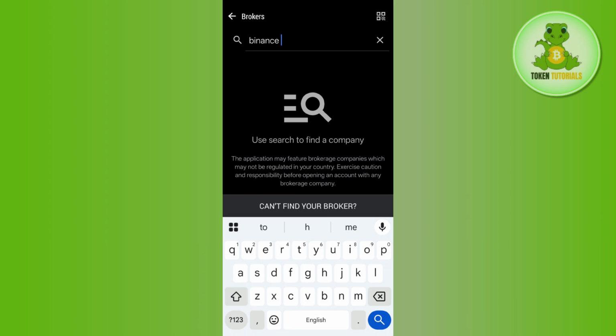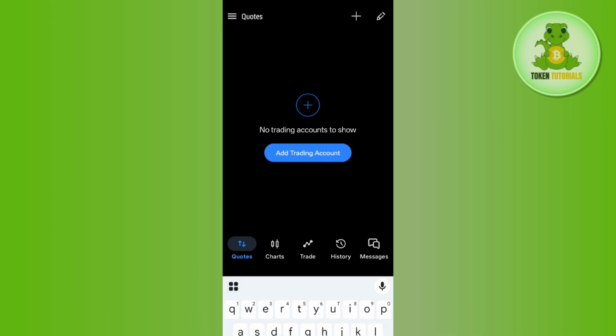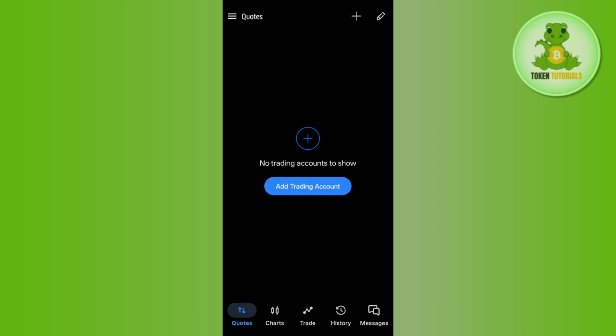So first of all, you need to install MT5 on your phone or on your laptop. Then you need to simply launch it. Now you need to create or use an account with a broker that supports MT5 and offers crypto pairs like BTC USD, Ethereum or BTC USDT.